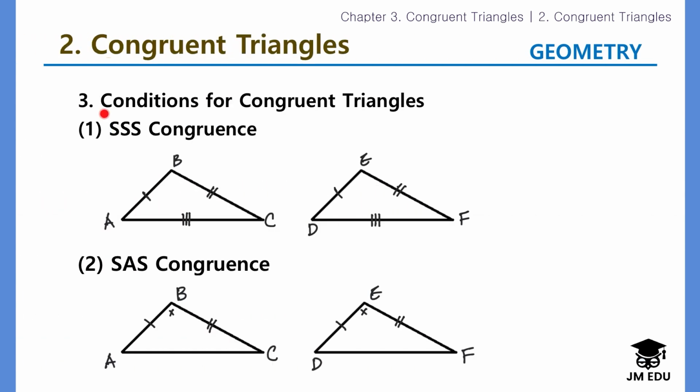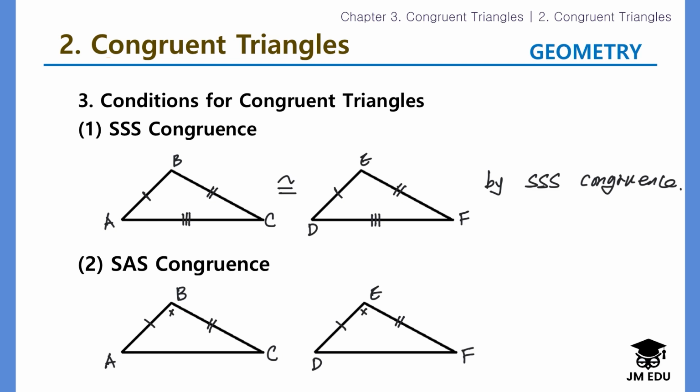Number 3, conditions for congruent triangles. Number 1, we have SSS congruence. S stands for the side of the triangle. So if all three sides of one triangle are congruent to corresponding sides of another triangle, then we say that these two triangles are congruent by SSS congruence.